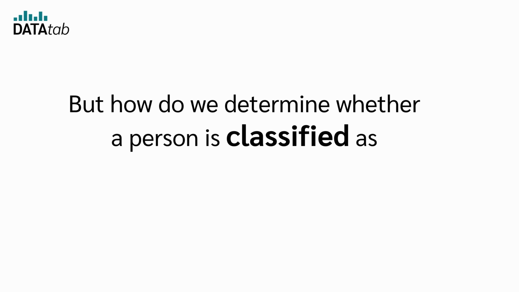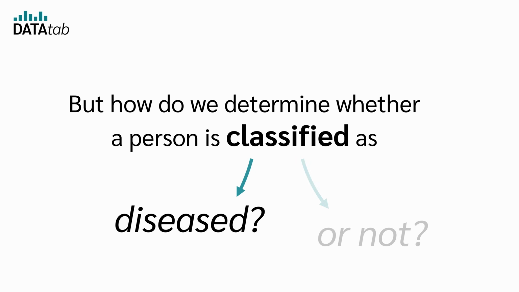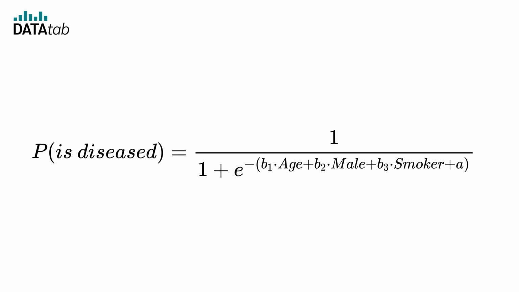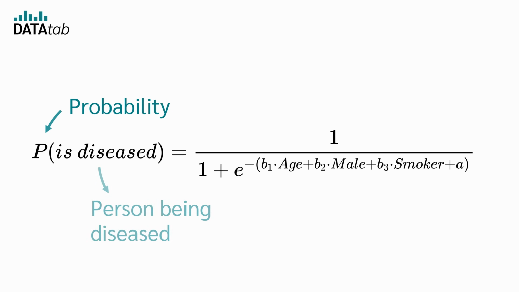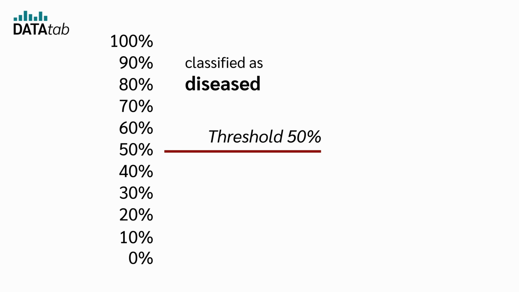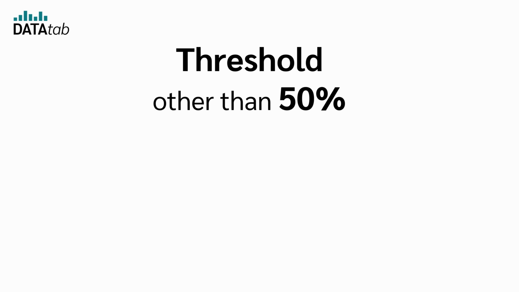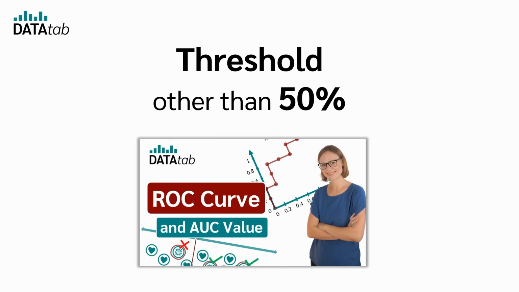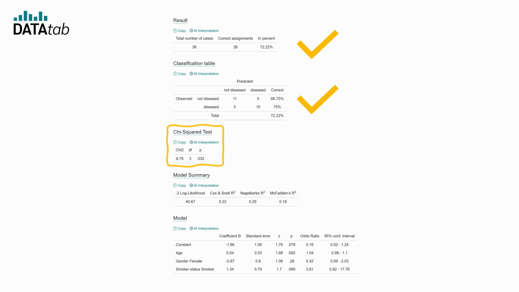But how do we determine whether a person is classified as deceased or not? As mentioned earlier, logistic regression provides the probability of a person being deceased. So we obtain values ranging from 0 to 100%. Now we simply set a threshold of 50%. If a value exceeds 50%, the person is classified as deceased. Otherwise, they are classified as not deceased. Of course, you can choose a threshold other than 50%. To learn more about this, check out our video on the ROC curve. So let's have a look at the next table.